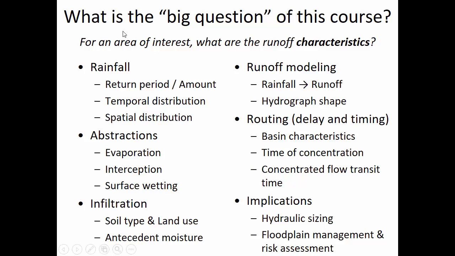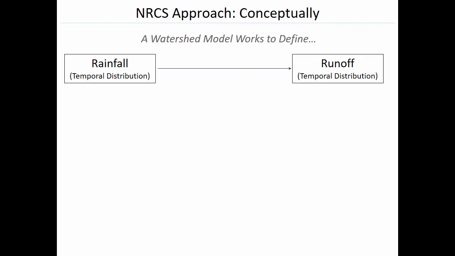So the big question is, what's the hydrograph going to look like for a certain storm? And since we don't have direct measurement of the vast majority of watersheds, we have to have models to synthesize a hydrograph based on an estimate of the rainfall that we may expect to see. So this is what the NRCS method is working to do. It's working to connect the dots between rainfall and runoff.